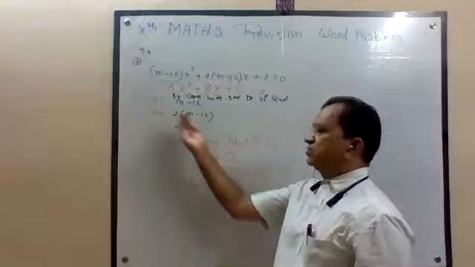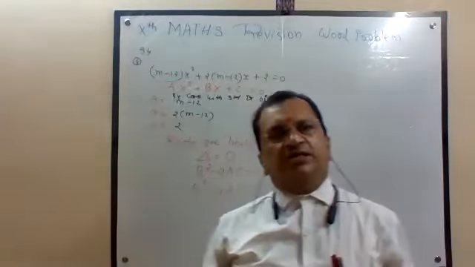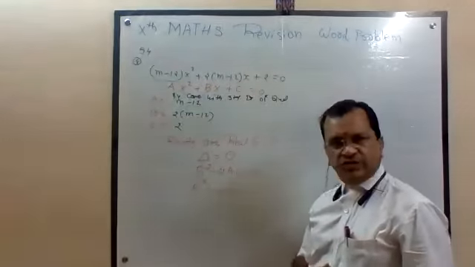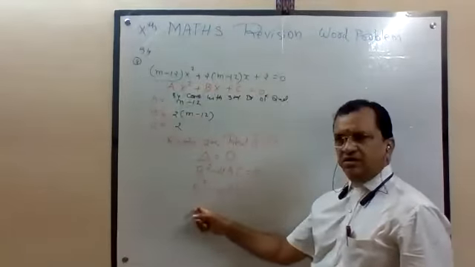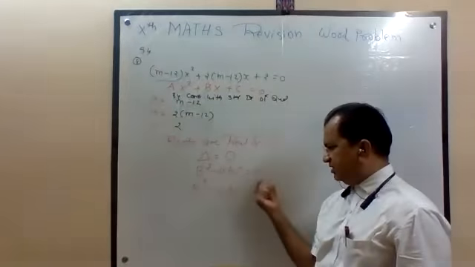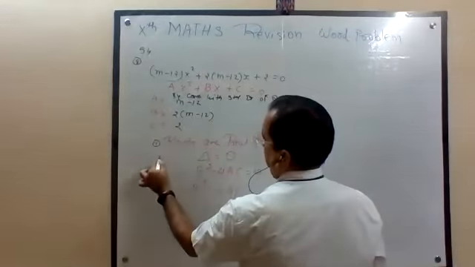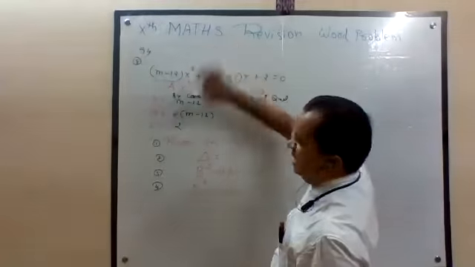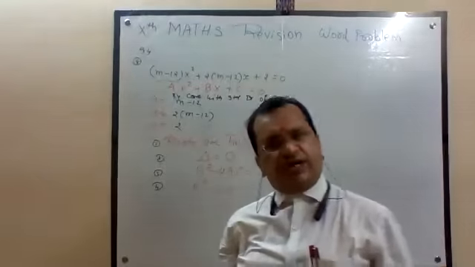a is equal to this, b is equal to this, c is equal to this, and it is given roots are real and equal, so delta is equal to 0. Delta is equal to b square minus 4ac, minus comes this side. So whatever the question, when this is given, these four steps you have to write.